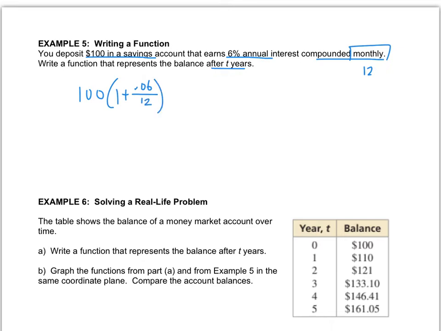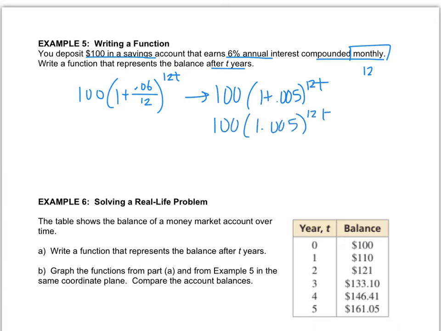So that's what compounded monthly means. Then the next step is to do n times t, so that'd be 12t as my exponent. You should reduce your parentheses, so I get 100 times 1 plus 0.06 divided by 12 is 0.005 to the 12t, so that is 100 times 1.005 to the 12t, and that is my value for y.